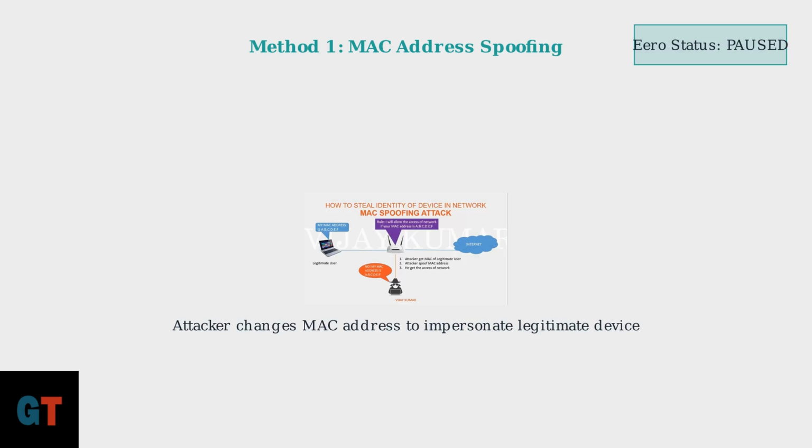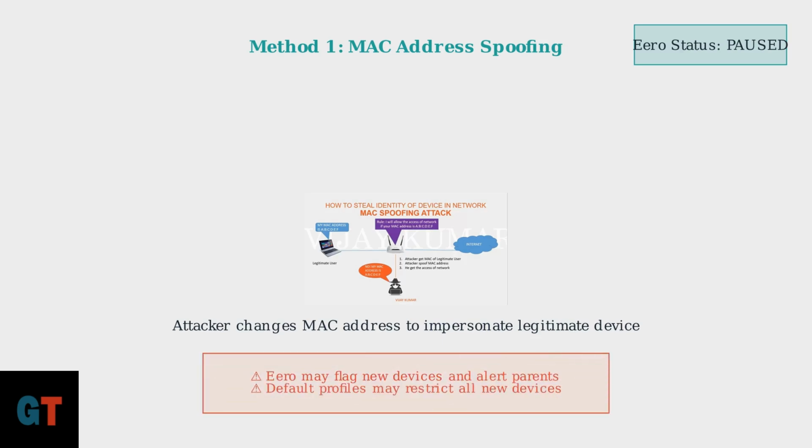Here's how this attack typically works. However, modern Eero systems are getting smarter. They may flag new devices joining the network and alert parents. Plus, Eero is developing default network profiles that apply restrictions to all new devices automatically.